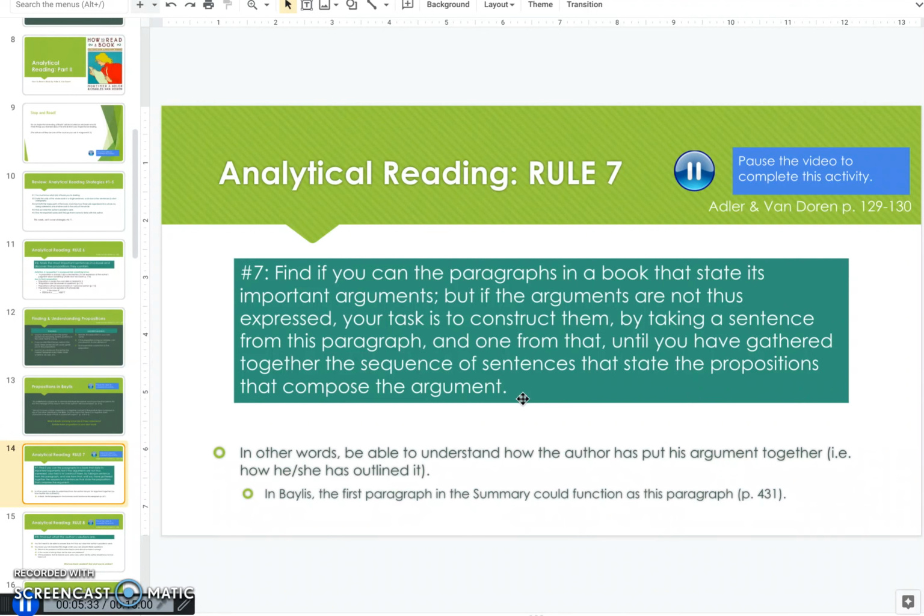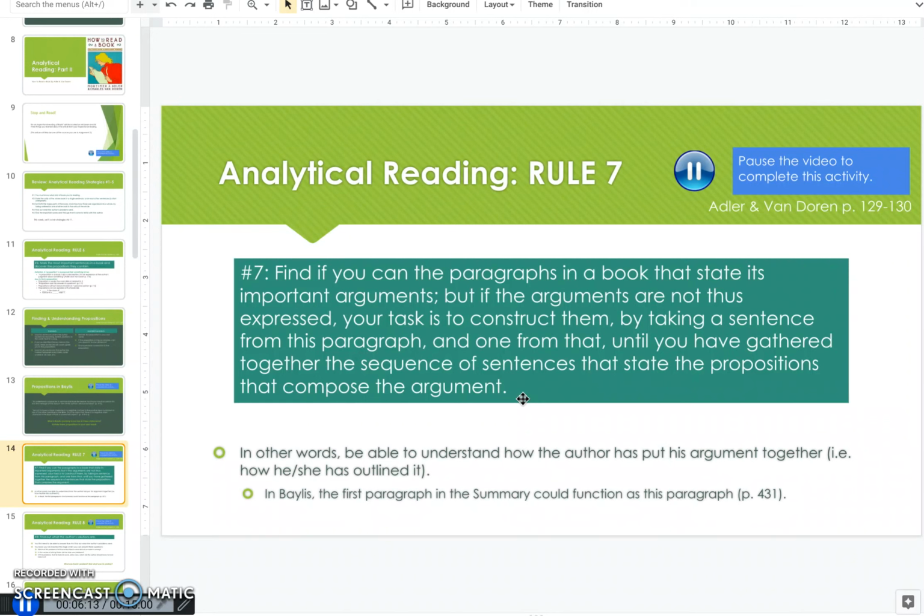Okay, in a nutshell, what Adler and Van Doren are saying is you should be able to see from the outline of the book how all the different propositions fit together, and be able to summarize those propositions into a cohesive argument. So you could almost, going through maybe Baylis's article, find what the key propositions are in each section of the article, and then identify the main propositions, and then summarize all those propositions together in one sentence that makes the main argument of the entire essay.